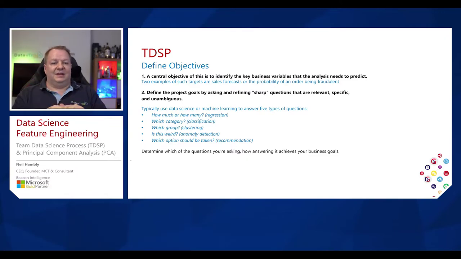Is it weird? We're talking about anomaly detection here, not the odd characteristics you might have as a human. I know I have plenty of those myself. And which option should be taken? So do we have any recommendation strategies? We have these different algorithms that we can apply, and we need to work out where our question falls into one of these types of questions.